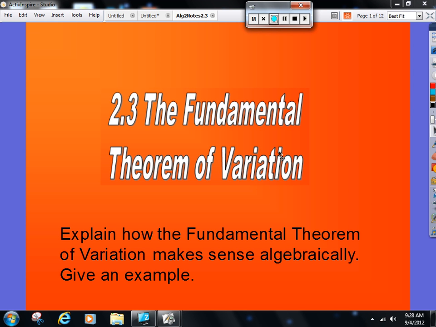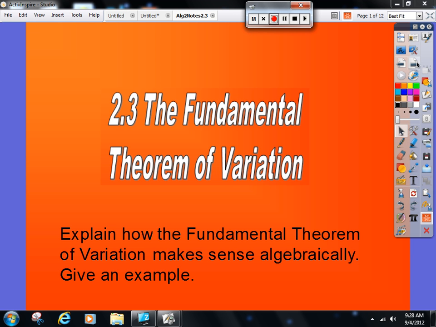Hello, hello, hello. This is section 2.3, the fundamental theorem of variation. Here's your journal choice. If you want to pause the video and write it down, feel free to do so.